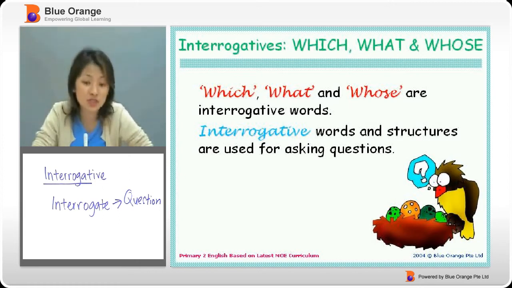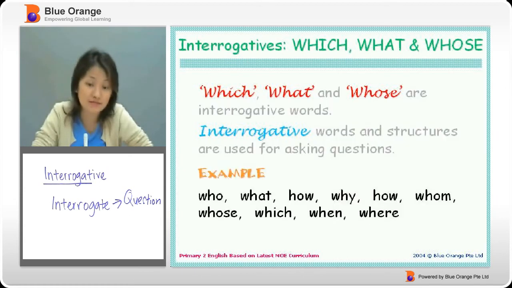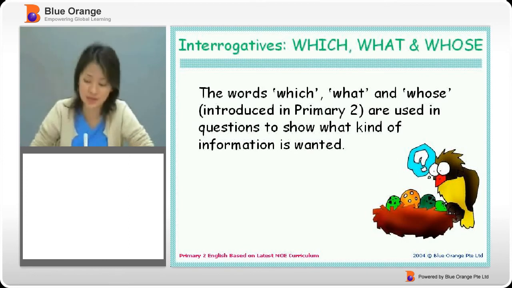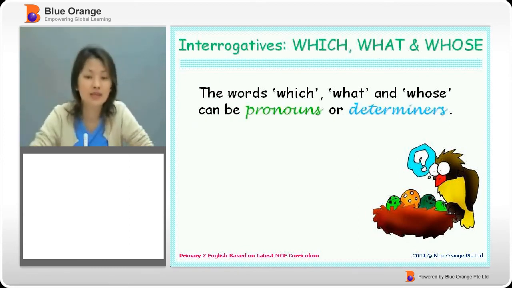Interrogative words and structures are used for asking questions. Some examples of these interrogative words are who, what, how, why, whom, whose, which, when, and where. However, in Primary 2, we're only looking at which, what, and whose. Okay, these are used in questions to show what kind of information is wanted. Now, the words which, what, and whose can be pronouns or determiners.